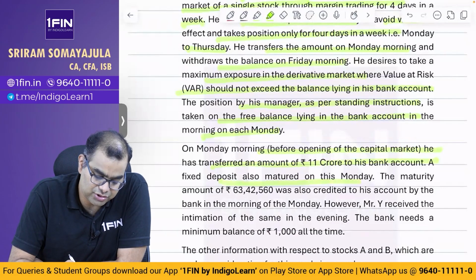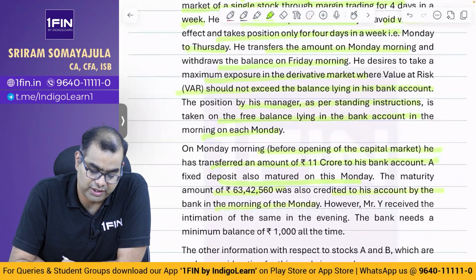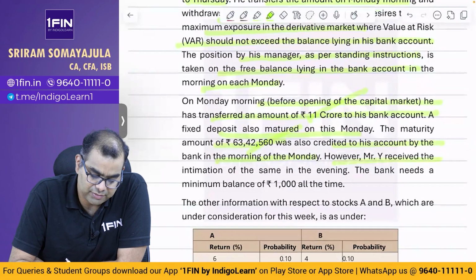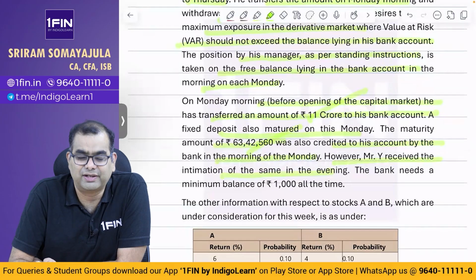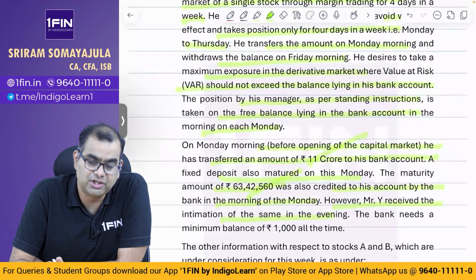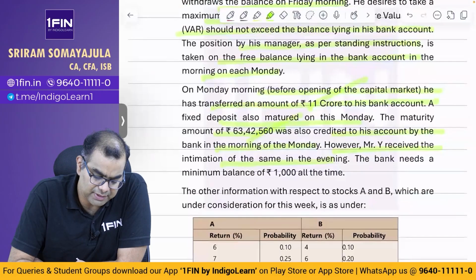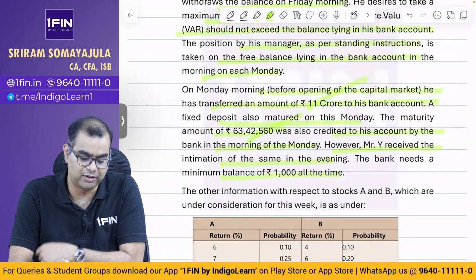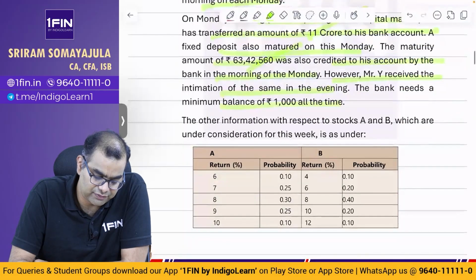A fixed deposit also matured on this Monday. The maturity amount of 63,42,560 was also credited by the bank in the morning of the Monday. However, Mr. S received intimation of the same in the evening. Whether he received it or not is irrelevant because as per the standing instruction, his manager will invest. The bank needs a minimum balance of 1,000 at all times. So out of this entire money, only 1,000 is maintained in the bank account. The balance is all invested.